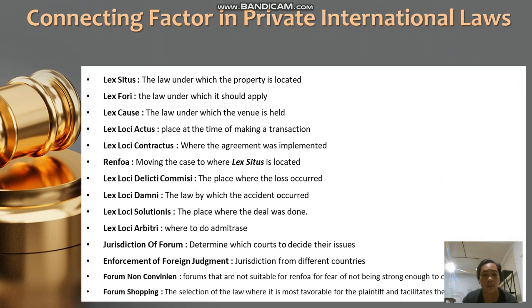The meaning of lex situs: the law of the place where the property is located. Lex fori: the law under which the case shall apply. Lex causae: the law under which the venue is held. Lex loci actus: the place at the time of making a transaction. Lex loci contractus: where the agreement was implemented.